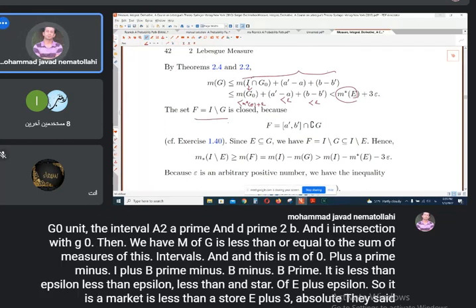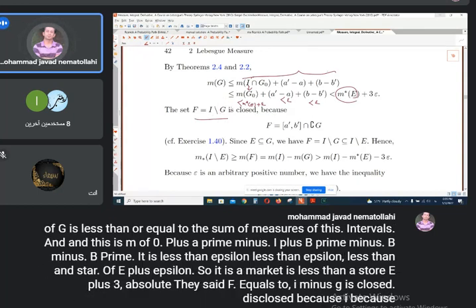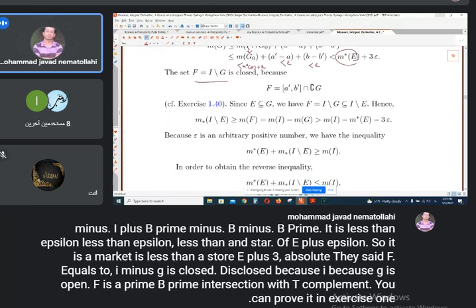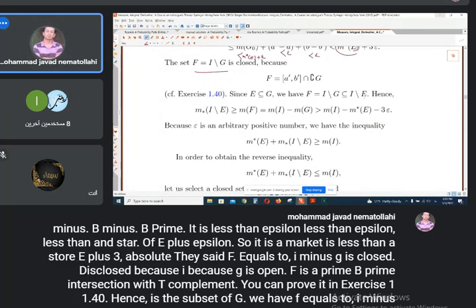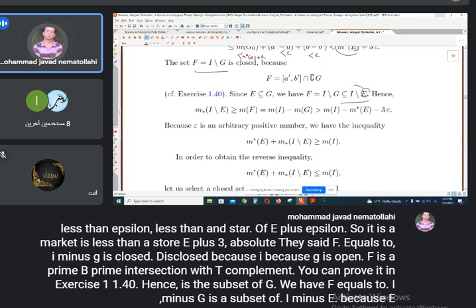Then F equals I minus G is closed. It's closed because G is open. F is the interval A prime, B prime intersection with G complement. You can prove it in exercise 1.40. Since E is a subset of G, we have F equals I minus G is a subset of I minus E, because E is a subset of G.